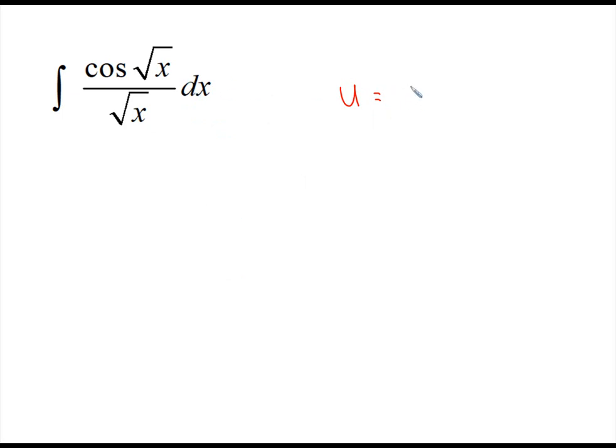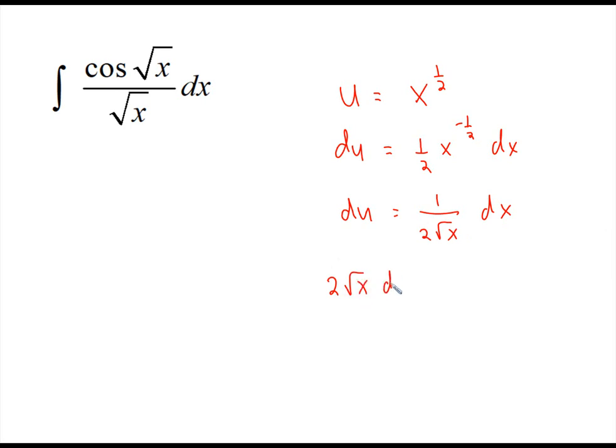So if I make this root x, this is the same thing as x to the half power, right? If I take the derivative of both sides with respect to x, I'll end up with du equal to 1/2 x to the negative half dx. So basically I have du is equal to 1/2 square root x dx. Now I want to get the dx by itself, so I multiply by 2 root x on both sides. So I get 2 root x du is equal to dx.